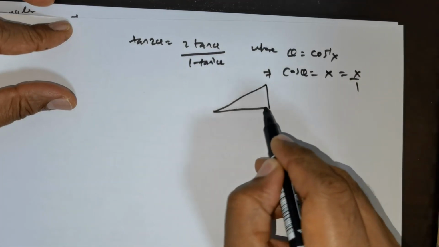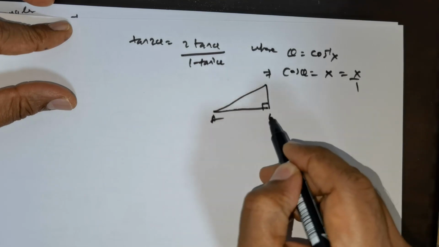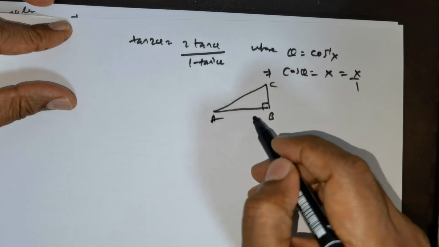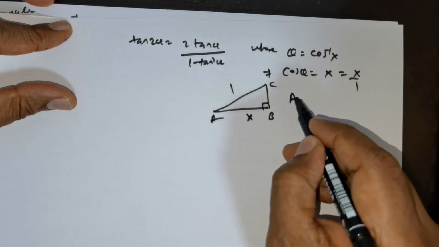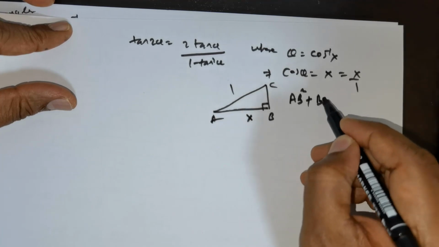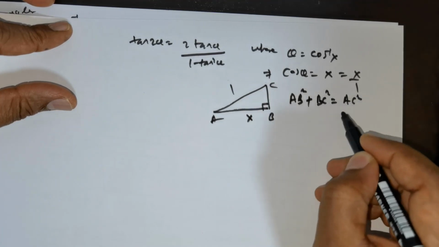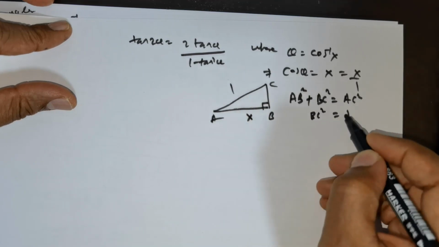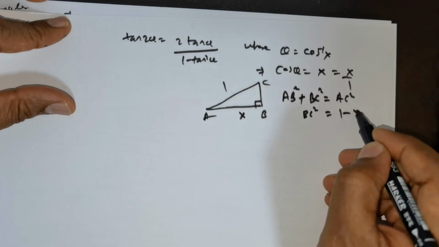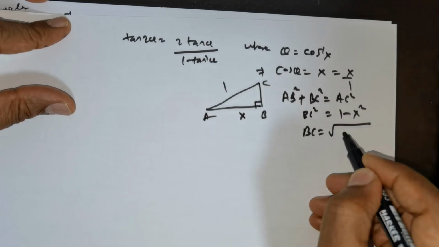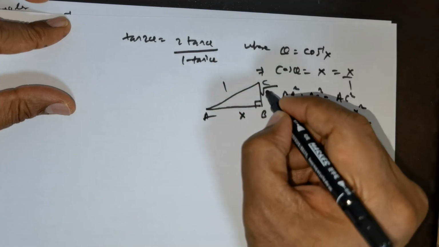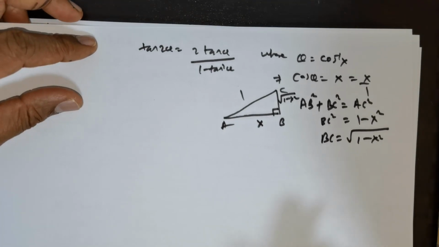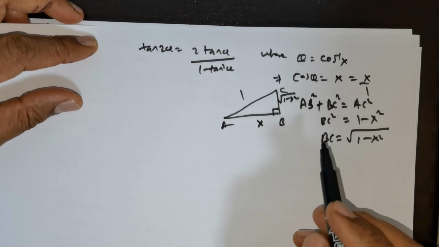and this is 90 degrees, triangle ABC. Cos theta is adjacent side over hypotenuse, so this is x over 1. Applying Pythagoras, you get AB squared plus BC squared is equal to AC squared. I know AC squared, that's going to be 1 there. BC squared, I don't know. And AB squared is x squared. So BC is equal to root of 1 minus x squared. So this is going to be root of 1 minus x squared. So that is for cos theta.